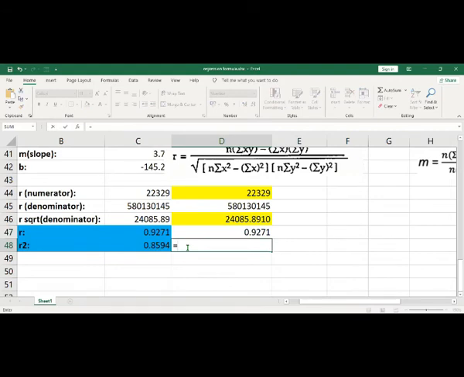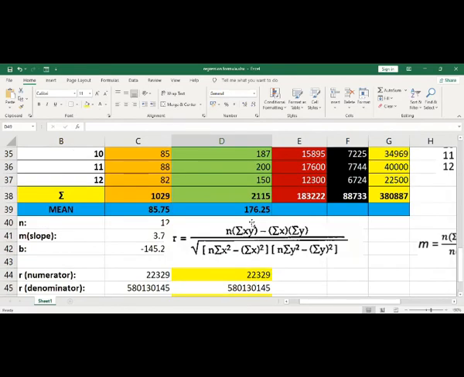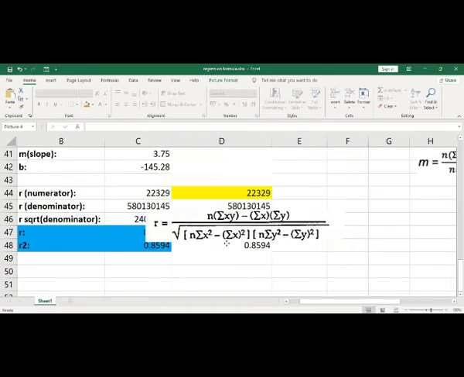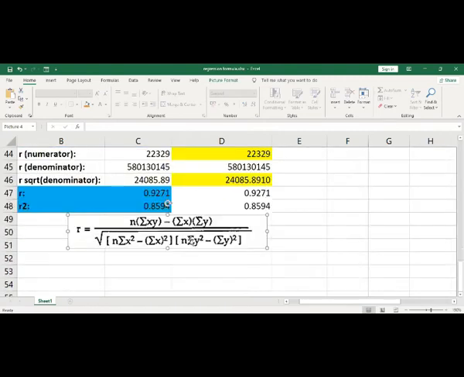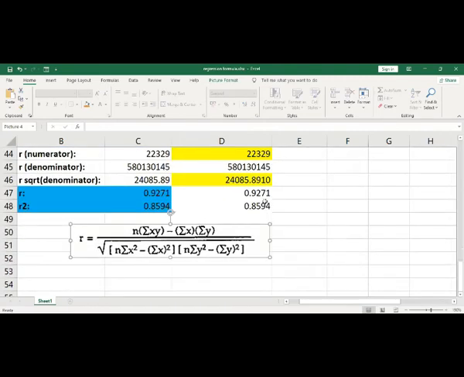Open parenthesis, kunin mo yan, then close, then raise to 2. So, nakuha mo na yung tatlo. Okay na to si r. Nakuha na natin. So, 0.92, or 92.71%. So, strong positive correlation, if you remember. Okay?